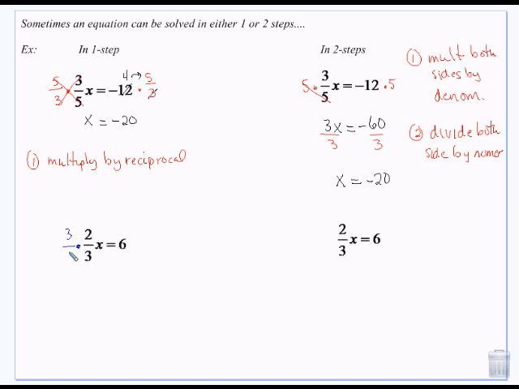I'm going to multiply by the reciprocal. These will cancel each other out. 2 goes into 6 3 times. 3 times 3 is 9. And so I get x equals 9. Or again, if you hate fractions, multiply by the denominator. The 3's cancel. I'm left with 2x equals 18. Divide by 2. X equals 9. Both are valid. Both will give you the same answer provided you do them correctly.